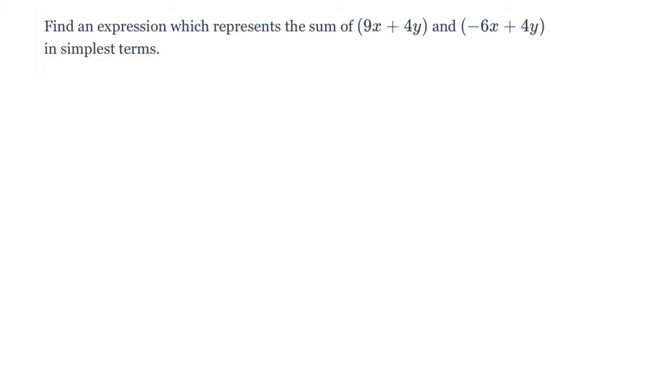This asks us to find an expression which represents the sum, keyword sum, of 9x plus 4y and negative 6x plus 4y in simplest terms. So the way you're going to set this up, you're going to just bring down the 9x plus 4y. And sum means you add together. So we're going to find their sum. That's the value one added together. And we're going to add a negative 6x plus 4y.